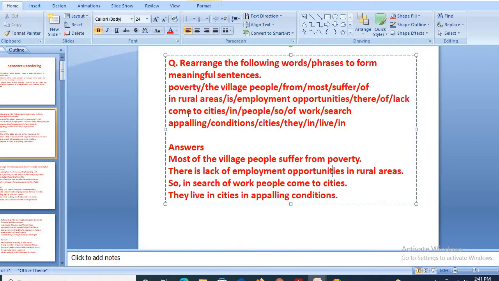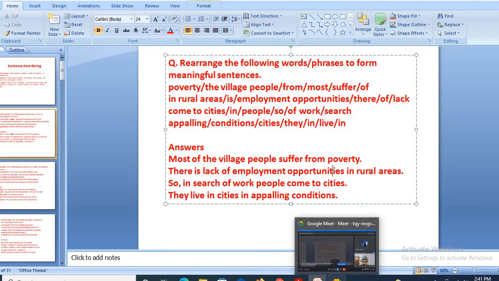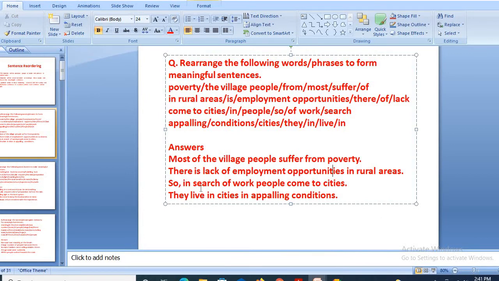Then the next one, come to cities, then an oblique, then in, another oblique, then people, then oblique, then so, another oblique, then of work, oblique search, isn't it? Now the important thing is that in this also it is not making any sense, right? So you have to arrange it. So how will you arrange it? So, in search of work people come to cities. Now after so you can give a comma. Don't think that if you don't give this comma it will be wrong. I'm not saying it, but punctuation mark should be given properly.